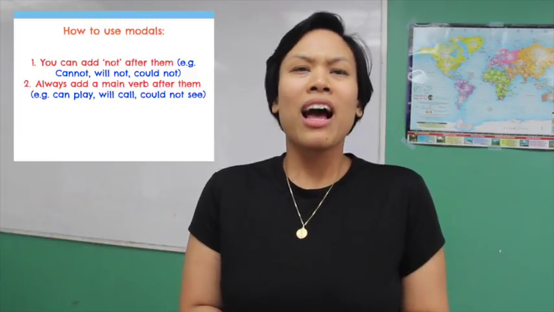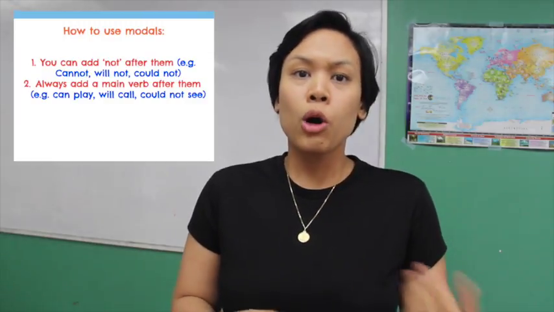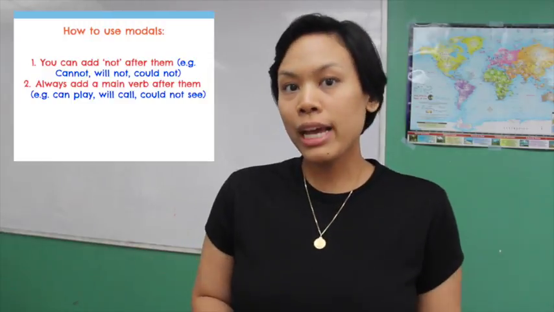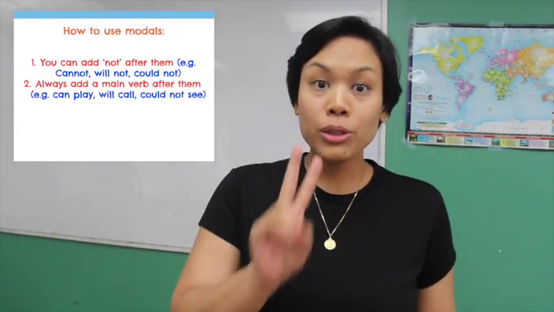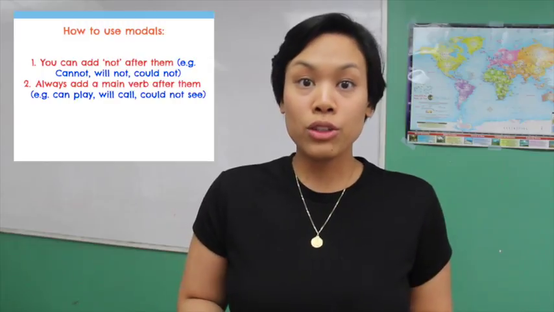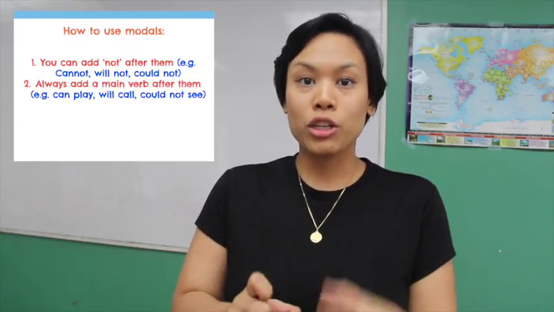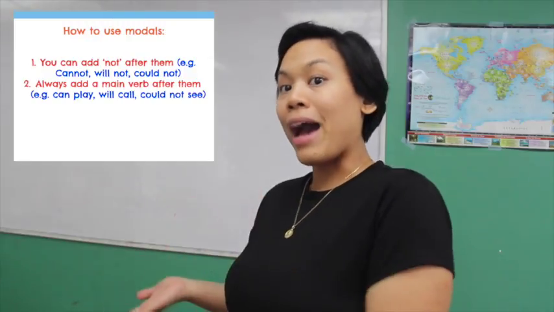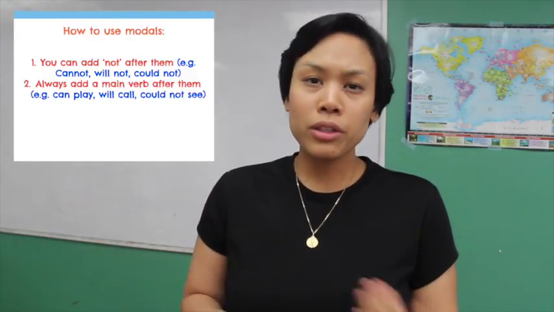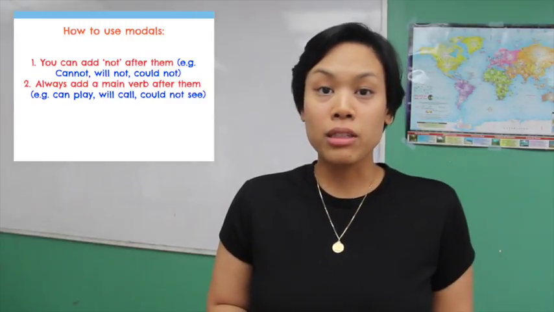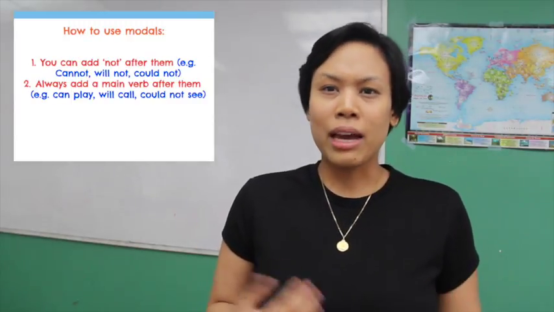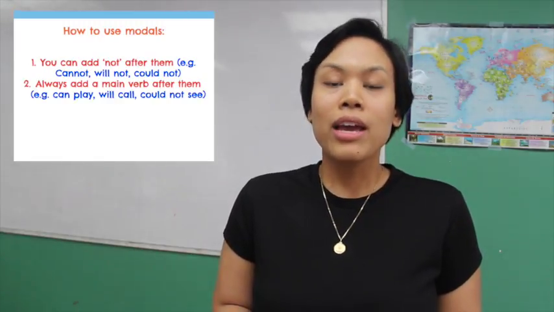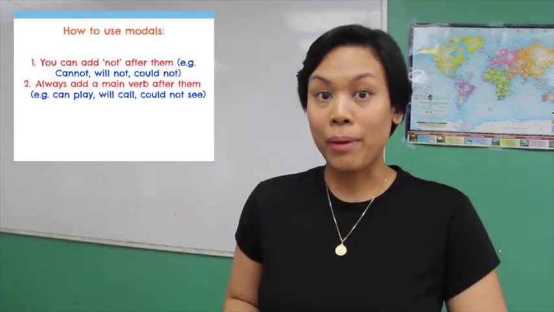Like I cannot go to the party later, will not, could not, may not, might not. So you can always add not to the end of a modal. And number 2, modals are almost always used in conjunction with a main verb. So you can always add a main verb after them. Of course, there are instances like when you're just replying where you can say I can, I will, I may, I might. But for the most part, at least for the basics, what we're teaching them is that there should always be a main verb after.